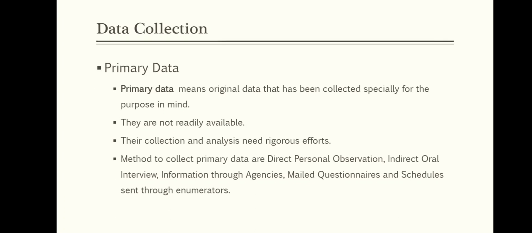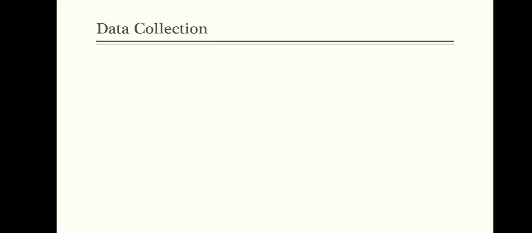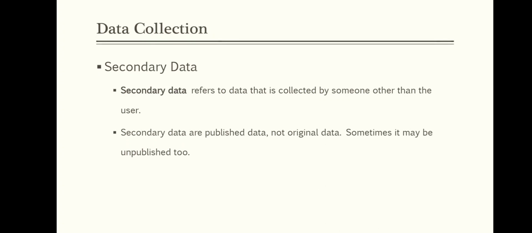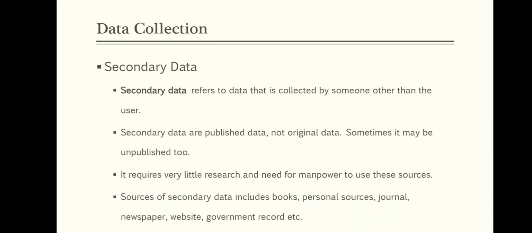Next topic in data collection is secondary data. Secondary data refers to data that is collected by someone other than the user. Secondary data are published data and not original data. Sometimes it may be unpublished too. It requires very little research and need for manpower to use these resources. Sources of secondary data include books, personal sources, journals, newspapers, websites, government records, etc.